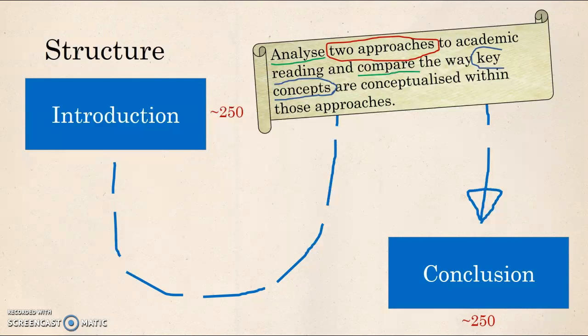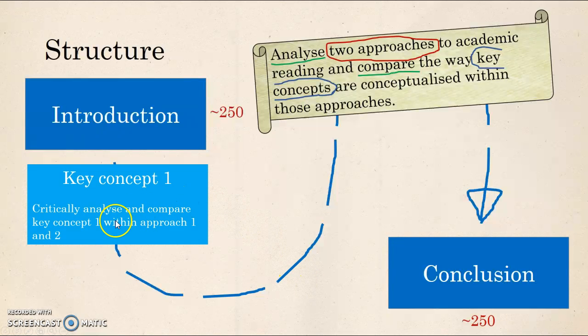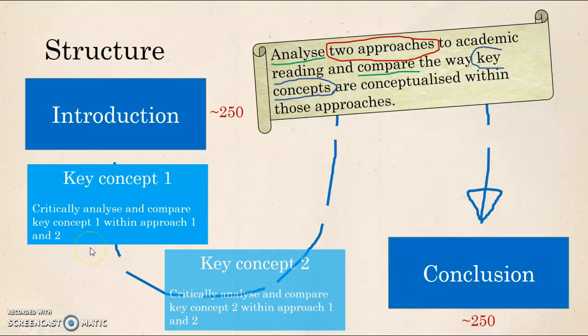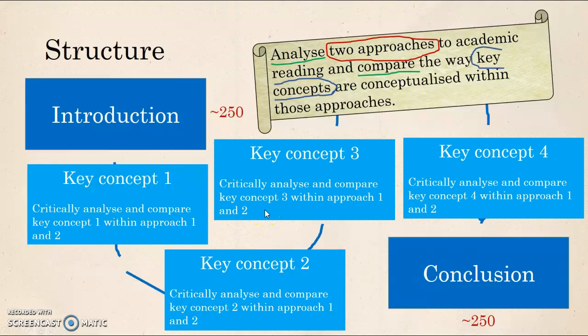You might decide that maybe you want to focus on the key concepts here, for example. In this case, what you would probably do is find and identify the key concepts, and then you critically analyze and compare the key concepts within the two approaches. And then you do the same with key concept 2, key concept 3, and 4. In this case, it is more likely that the length of these sections is going to be the same. In this particular case, it's 625.